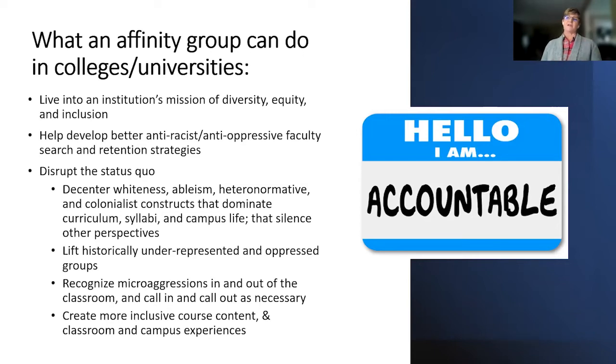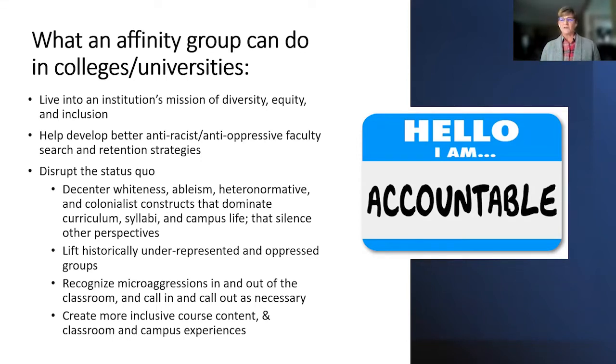So in addition to unpacking, understanding whiteness as a race, how can I stand shoulder to shoulder? How can I be a part of the change? That's really important. How can I join and find the right languaging, the shared language that Kristen had talked about, and call out and push against the envelope as necessary? Affinity groups in universities can disrupt the status quo. Specifically with a predominantly white institution, we can decenter whiteness, but we can also address ableism, heteronormativity, and the colonist structures that dominate curriculum, syllabi, campus life, that silences other perspectives.